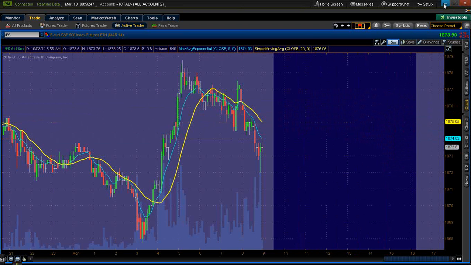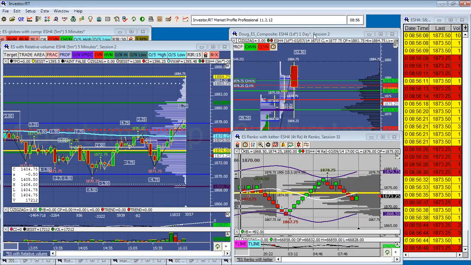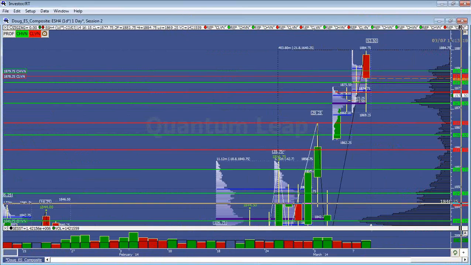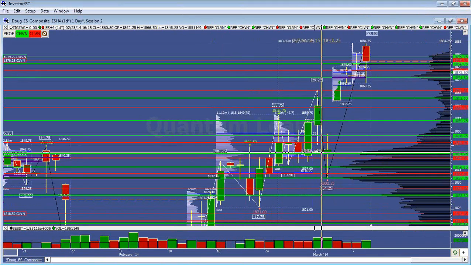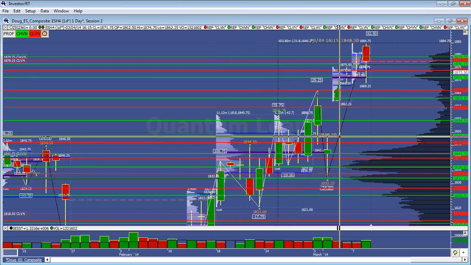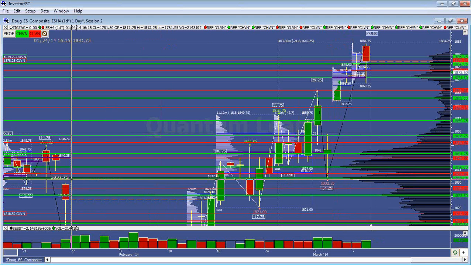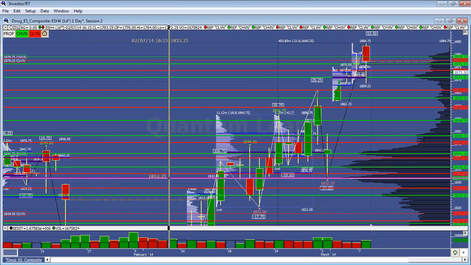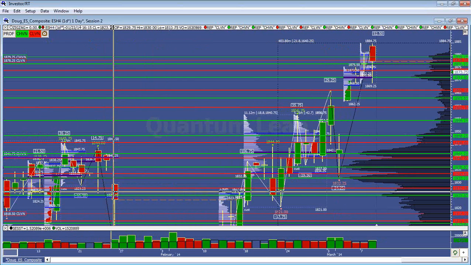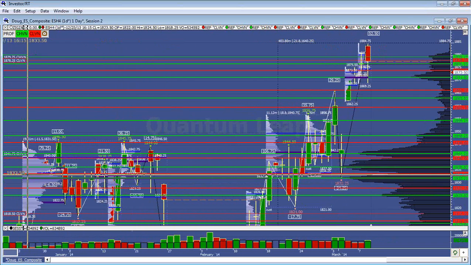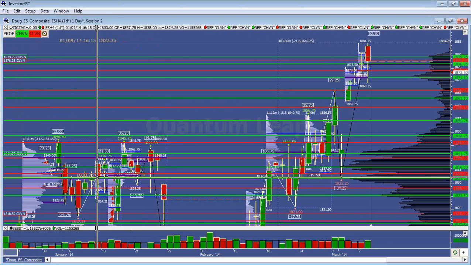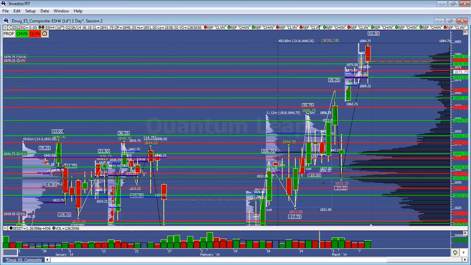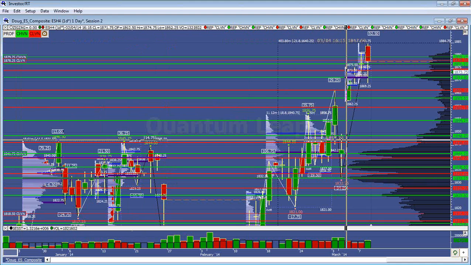So let's jump over to the macro on the composite. Right now we were in this balance around this 1842 area, and then we came up, and the most accepted price before we blasted off was up here at 1848. We did have to come back down to 1832.25. That was the micro composite VPOC, the longer term balance that we were in for a month between December 23rd and January 23rd. It picked up buyers with conviction and didn't look back.